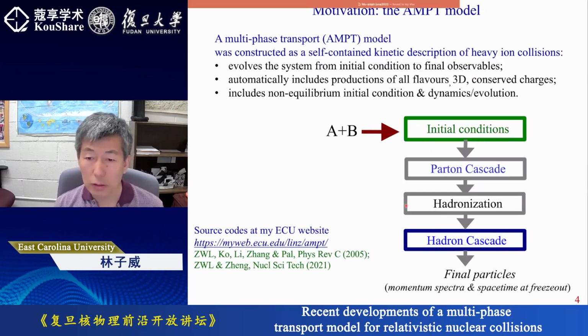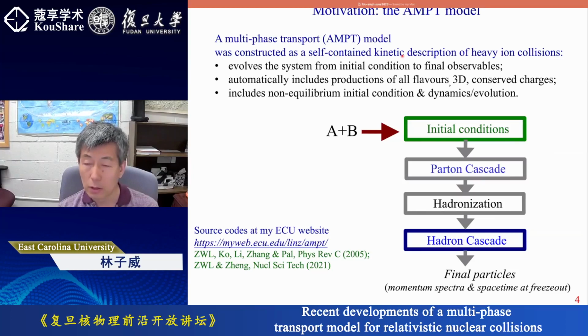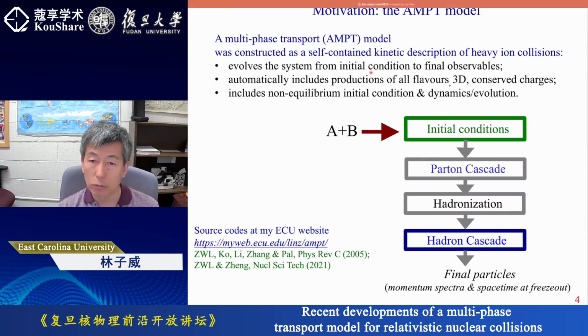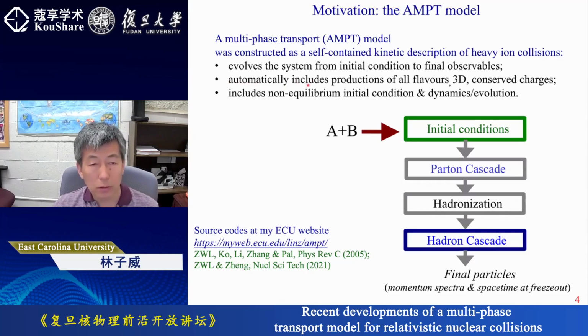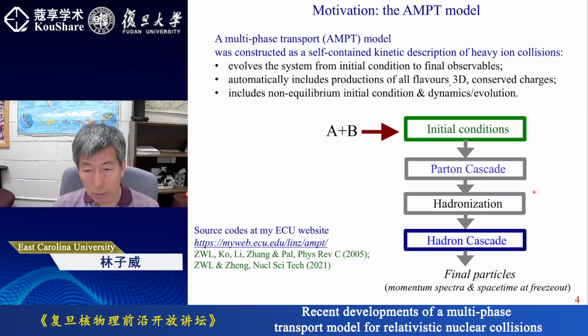About the motivation to construct the AMPT model and further improve the AMPT model, here is some introduction. The AMPT model was constructed as a kinetic description of heavy ion collisions. It's self-contained because the model evolves the system from initial condition all the way down to final observables. And as a transport model, it automatically includes production of particles of all flavors, and is automatically three-dimensional. And also it has the conserved charges, such as strangeness, electric charge, and baryon number, in the constituents, like partons or hadrons. And also, the AMPT model includes non-equilibrium initial conditions and its dynamical evolution. So here is the overall simplified structure of the AMPT model.